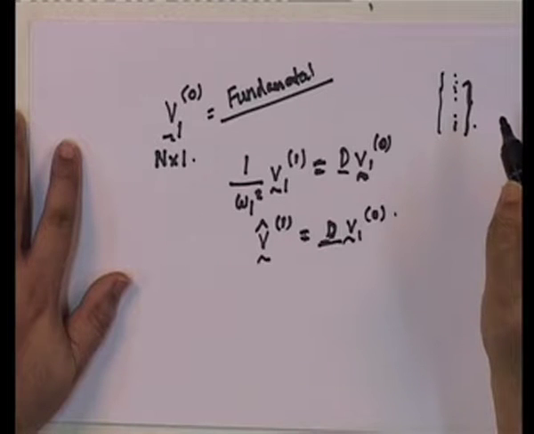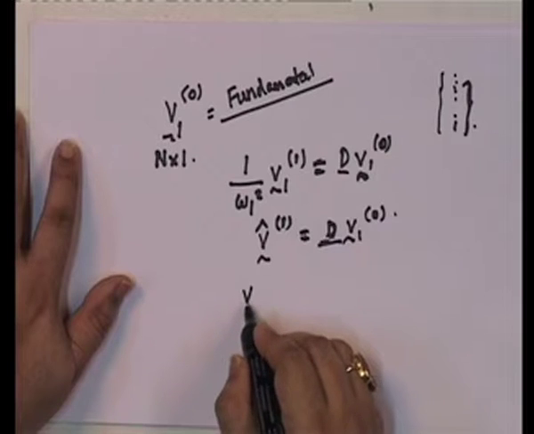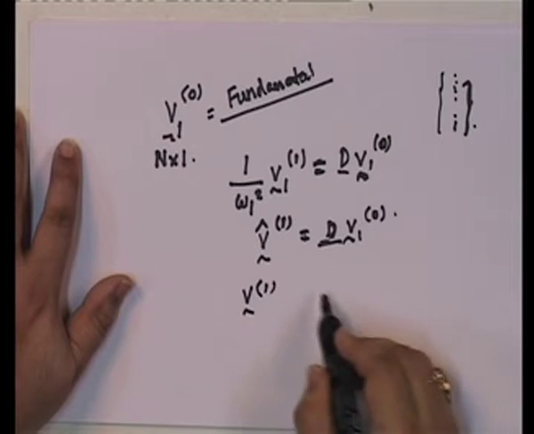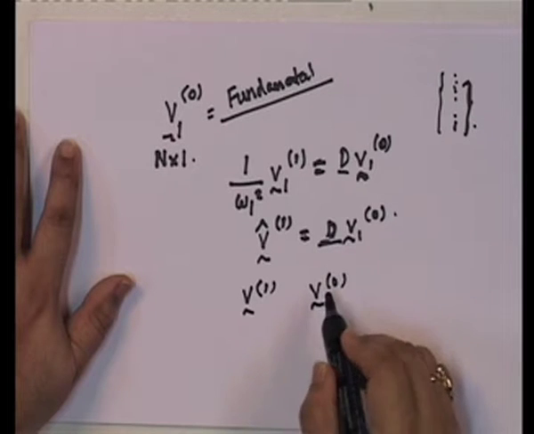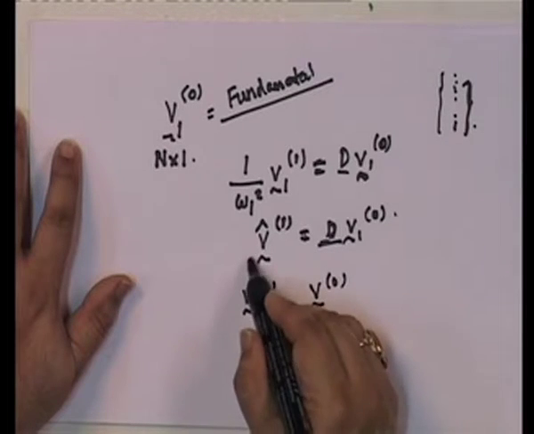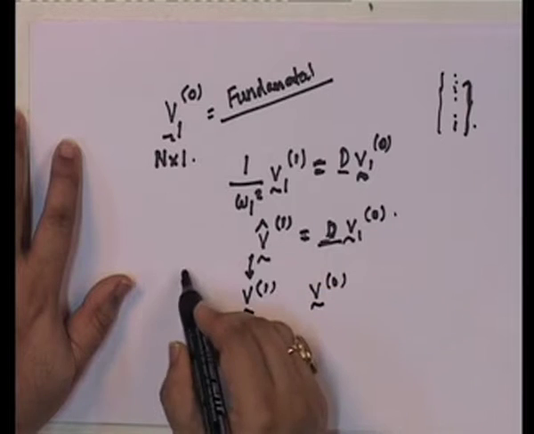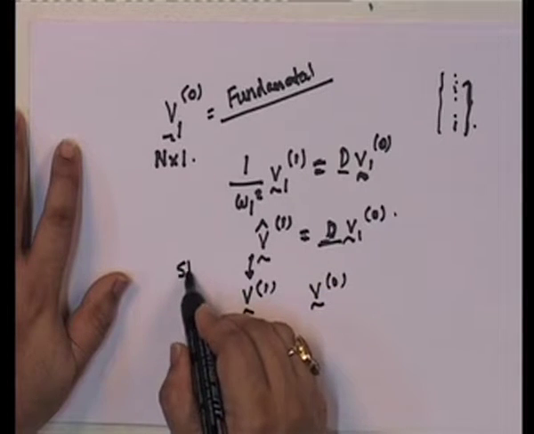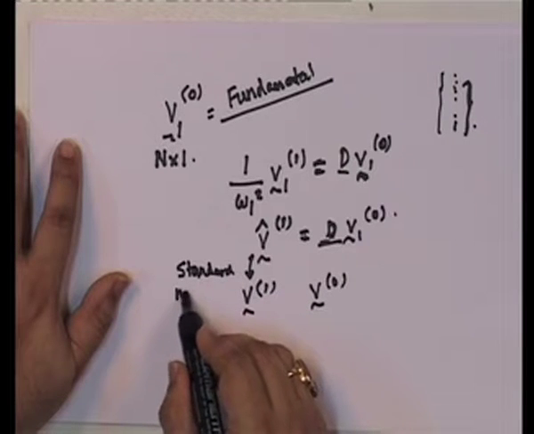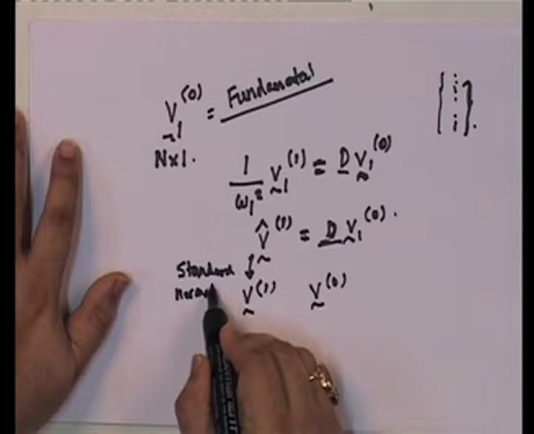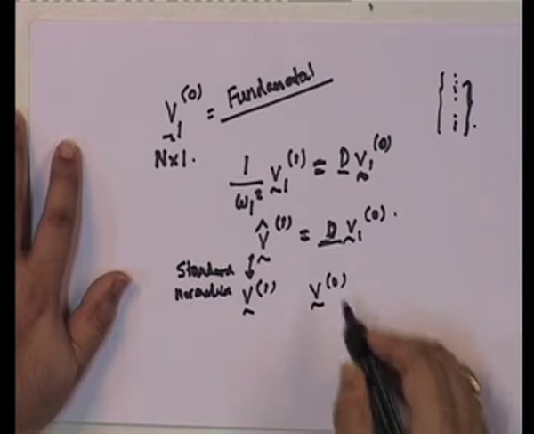Then you are comparing V1 and the new vector, so the way you go from this to this is through a standard normalization.